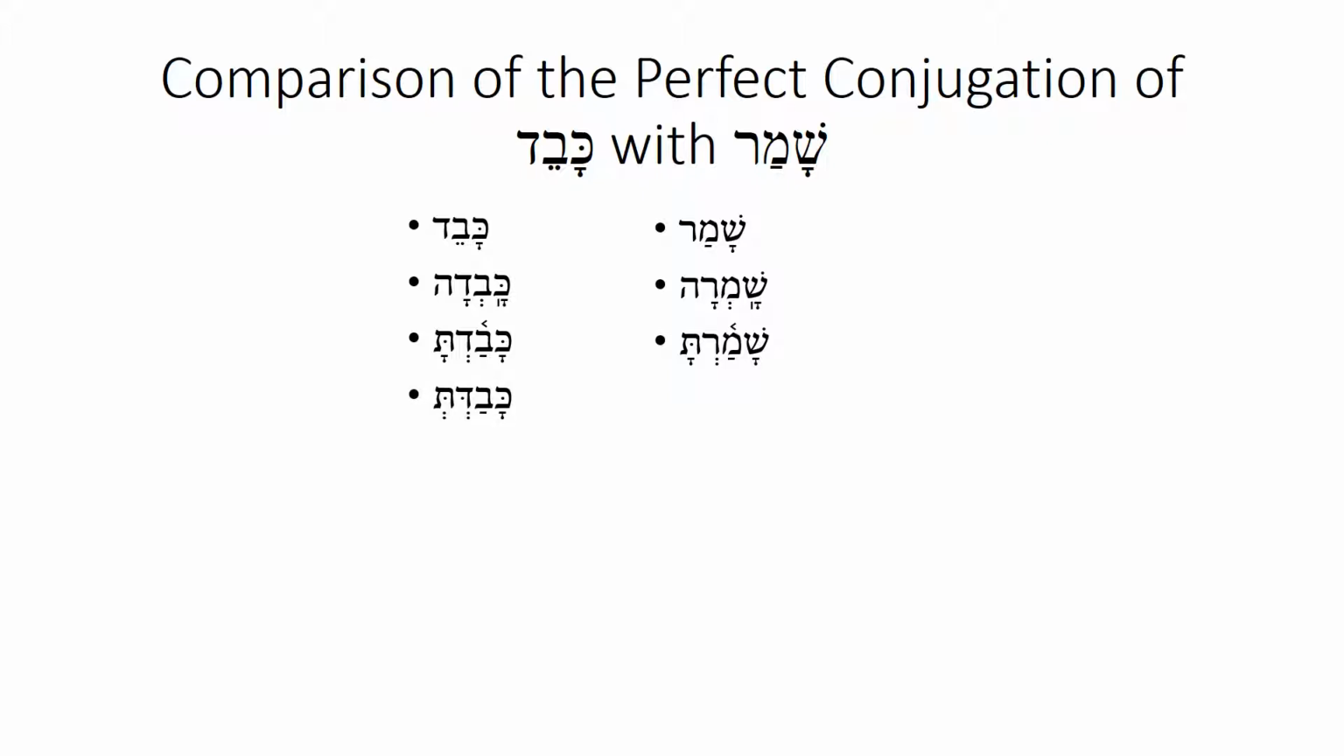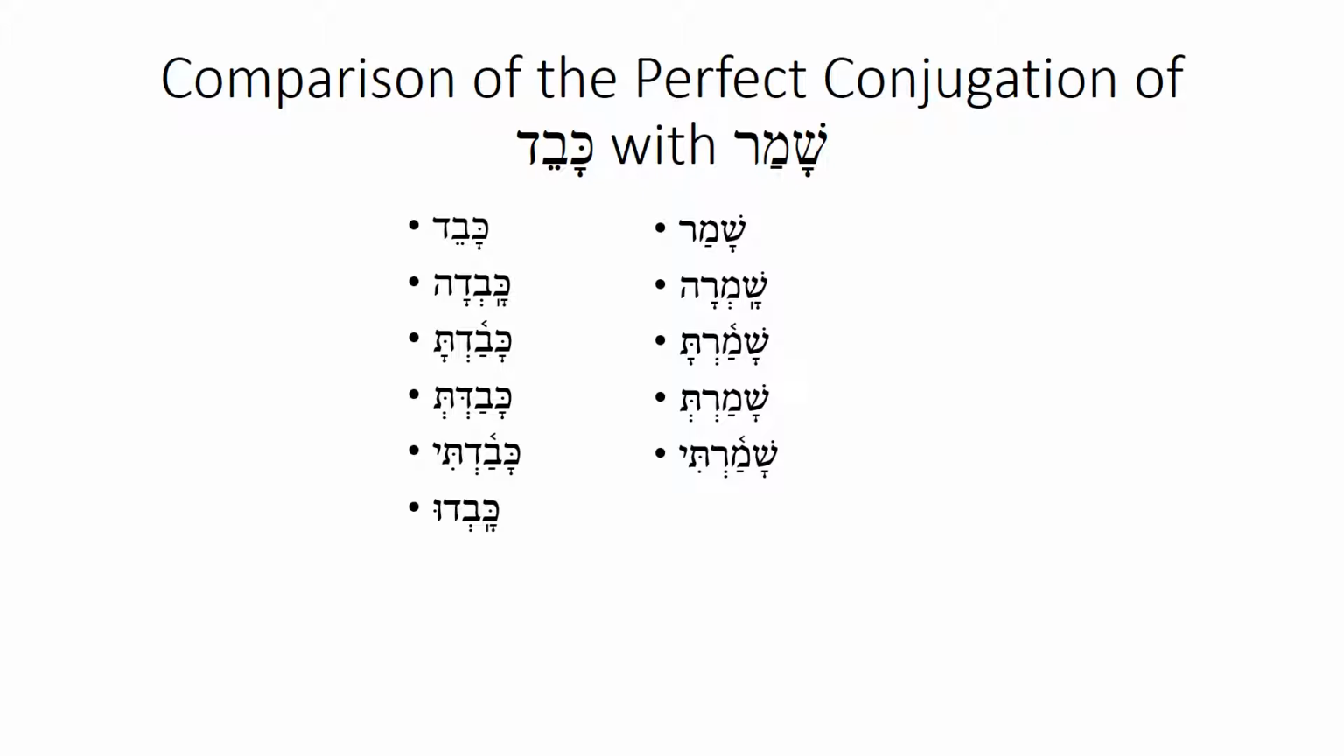Same thing in the second person feminine singular, kavadte. We have the patha here. So you see the tsere in the third person masculine singular goes to a patha. Compares very similarly with shamert. Same thing in kavadti, the first person common singular, we have a patha as the second stem vowel. Shamerti. And this is just a feature of these E-class stative verbs.